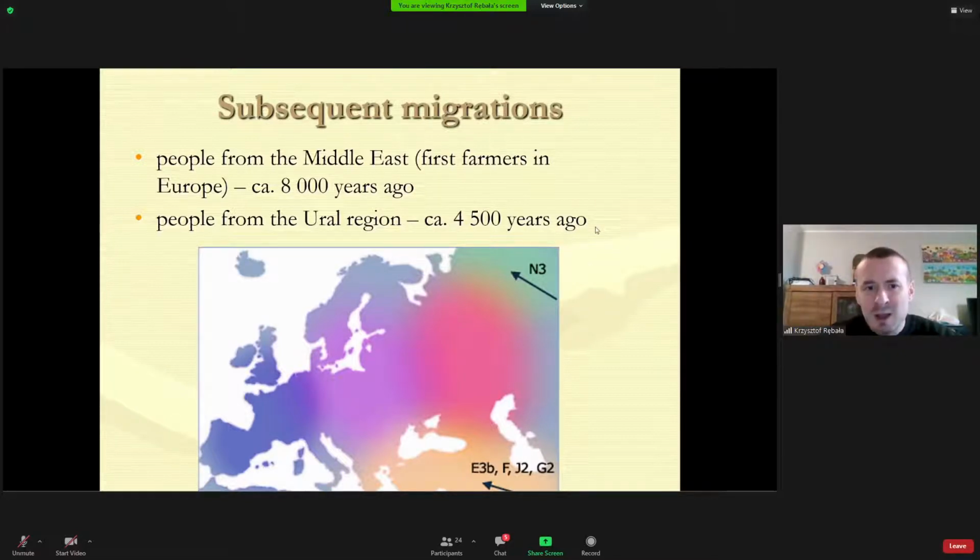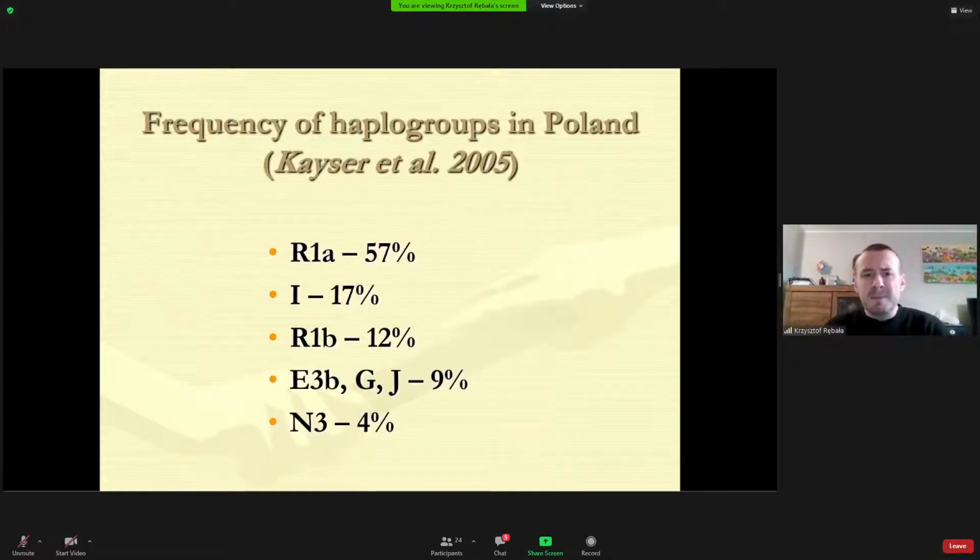Then approximately 4,500 years ago, people from the Ural region arrived in Europe. This is haplogroup N3, which is assigned to Finno-Ugric speakers. Finno-Ugric languages are a family of languages which includes Finnish, Estonian, and also Hungarian. Let us go further, and here you can see the frequency distribution of haplogroups in Poland.